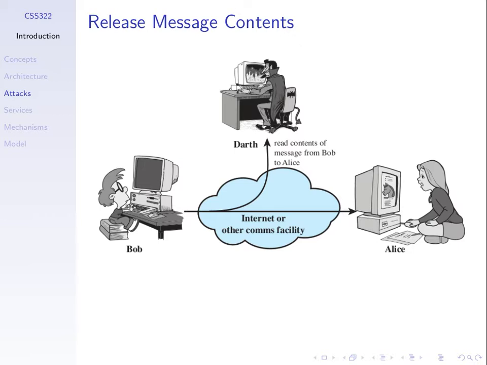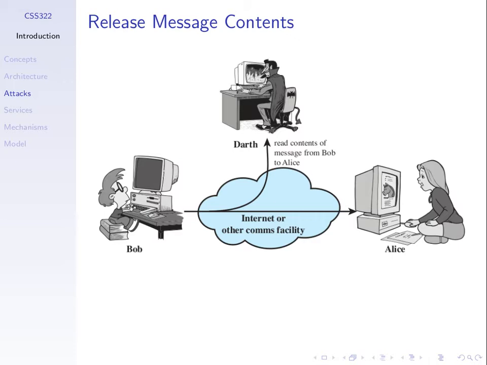Bob sends messages to Alice, for example, in the normal operation. Alice is the secretary in the school. Bob is a lecturer. Bob creates exams and sends the exams to the secretary to print them for the students.